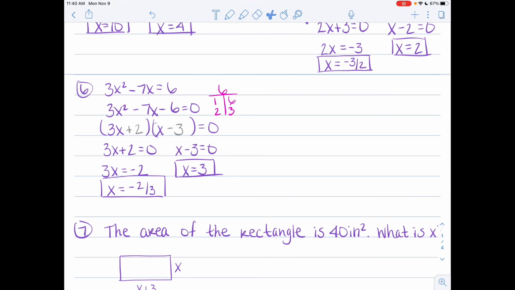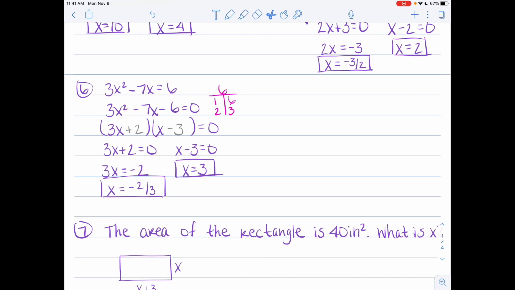I can put 3x and x in the front, but then I need to try combinations of 1 and 6 with positives and negatives and potentially switching the 1 and 6 to different locations. And then 2 and 3, positives, negatives, and switching those around. And the factors that I found that worked was a positive 2 and a negative 3, because 2 times x gives me a 2x, and 3 times negative 3 gives me a negative 9. Negative 9 plus 2 is going to give me the negative 7 that I need.